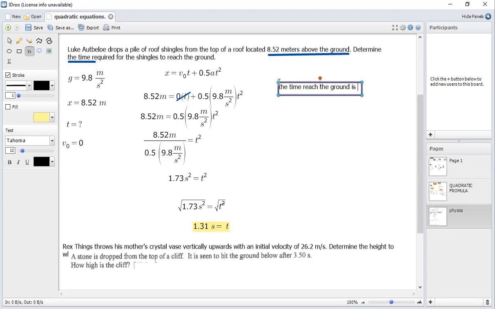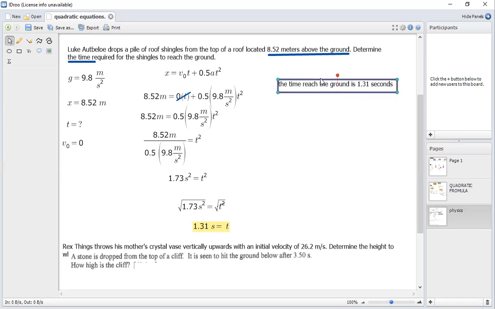9 point. No, 1.1. 1.31 seconds. Sorry, 1 second. Look. Did you understand? Yes. And that's all with this problem, we finished.